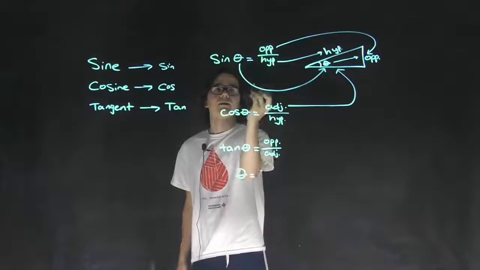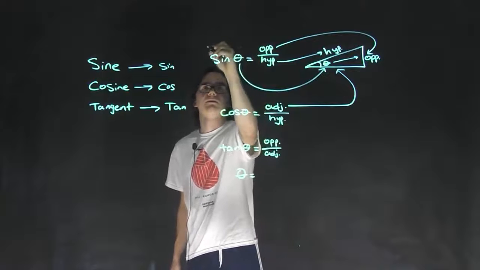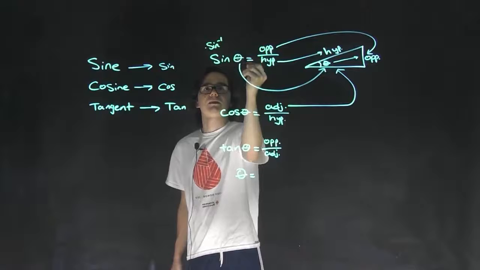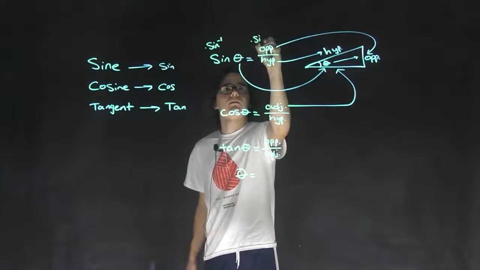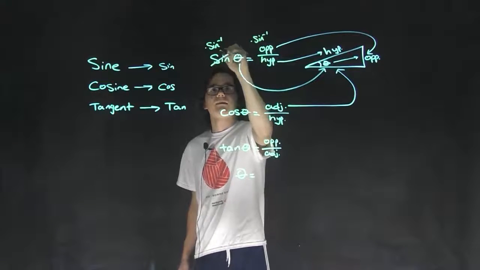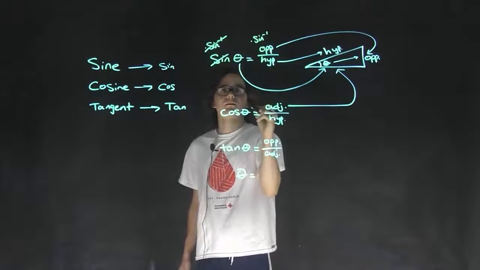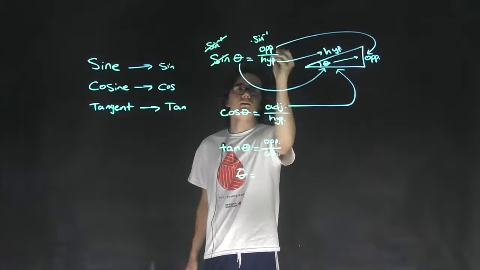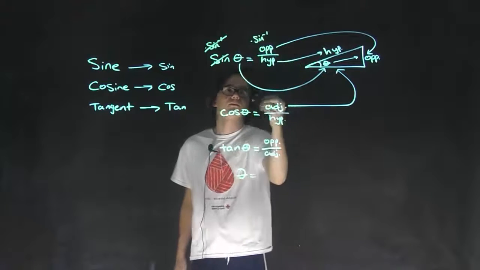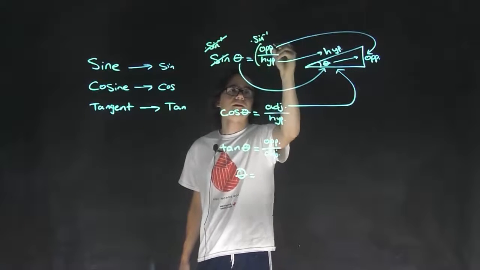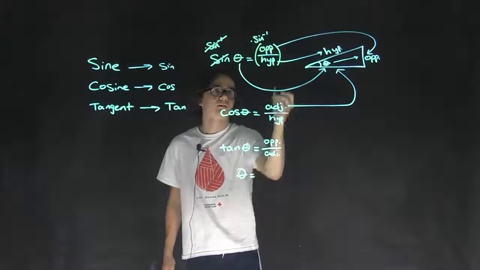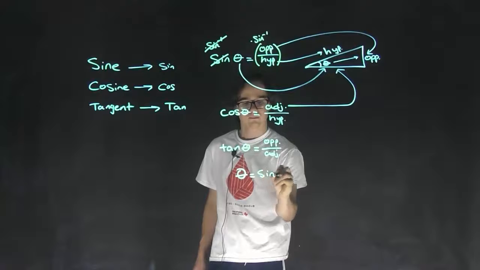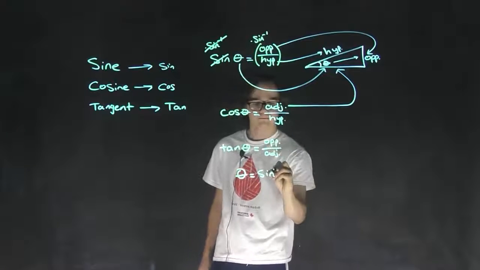say for sine, we need to get rid of sine, so we need to multiply both sides by an inverse, or sine to the negative 1 power. Sine and inverse sine will cancel out, and we'll be left with theta, or the angle, equals sine to the negative 1 power, or inverse sine. And now it's still a function of opposite over hypotenuse. And we can do this for all three.